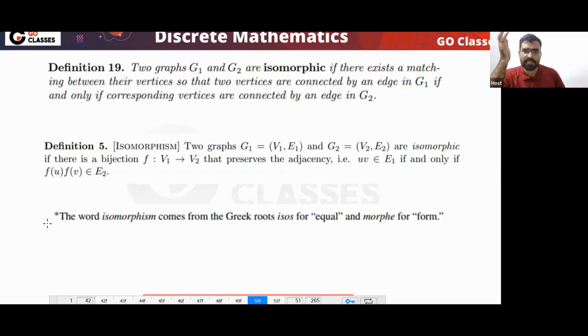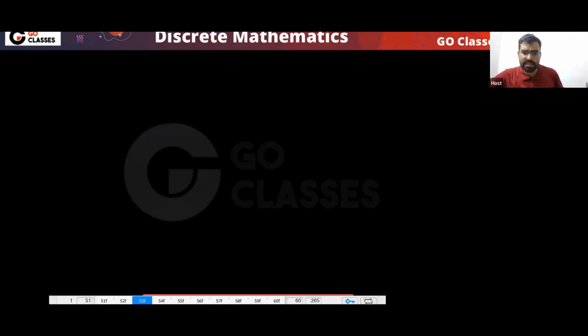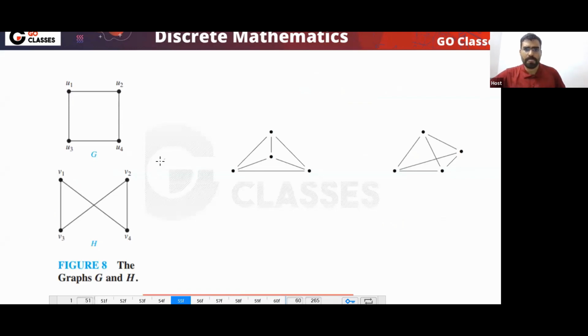So please understand this. We have seen the definition of isomorphism. Now let's check: are these two graphs isomorphic? Don't apply the definition of isomorphism, just tell me, are these two graphs isomorphic? Yes, these two graphs are isomorphic. What do we have to do? Basically, you pick this V3 and you pull this away.